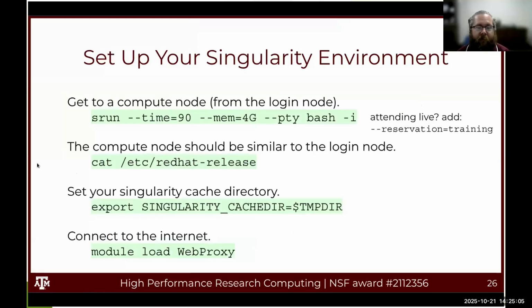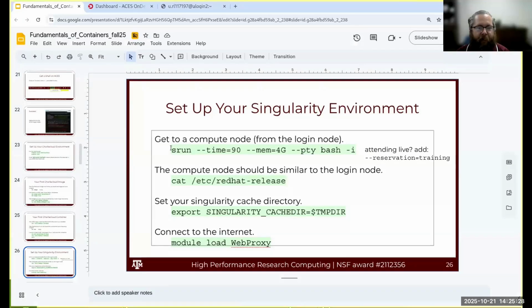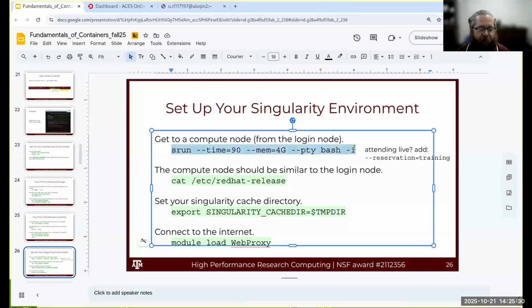Why don't we do the exercise again, but this time we'll use Singularity. Singularity is not available on login nodes. So the first thing we need to do is get to a compute node. There's more than one way to get to a compute node, but I have here the command line syntax that will get you to a compute node. So if you're starting from the login node where we already are, we can get to a compute node by executing this command line syntax.